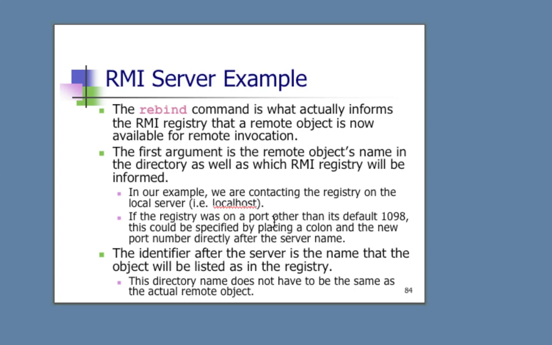If the registry has a port other than the default, and the default is 1099, we haven't used that one in any of the examples, so that should be open. This could be specified by placing a colon next to the new port, the same way as we saw in terms of the host and the port syntax with a colon between the two in UDP and TCP. So the identifier after the server is the name of the object that will be listed on the server. The directory name does not have to be the same as the actual remote name.